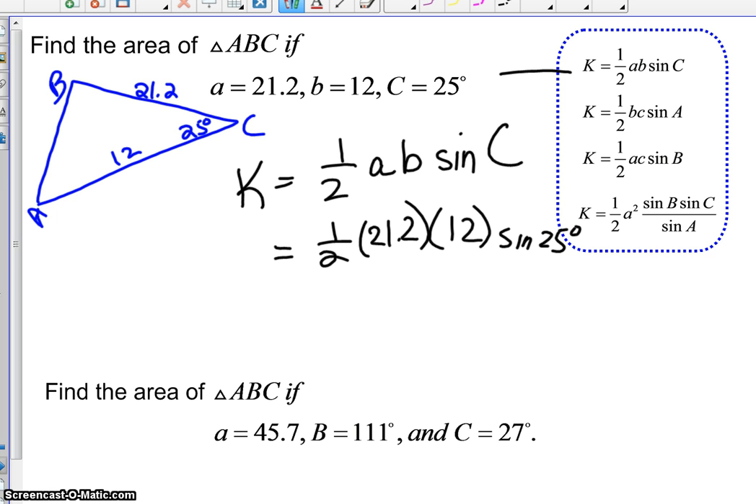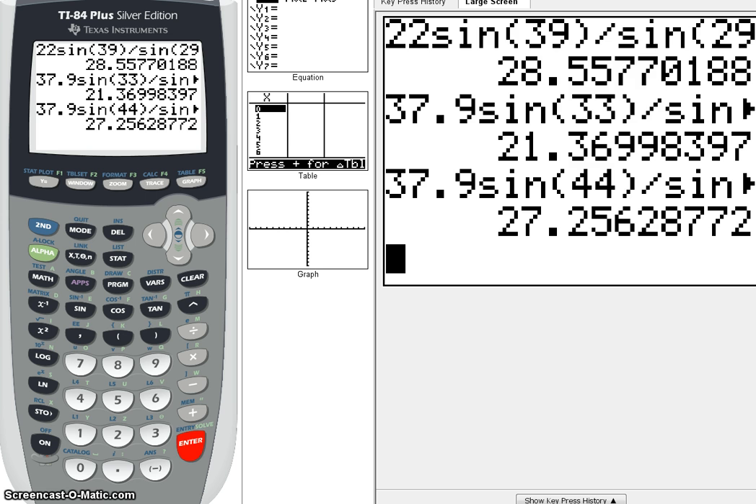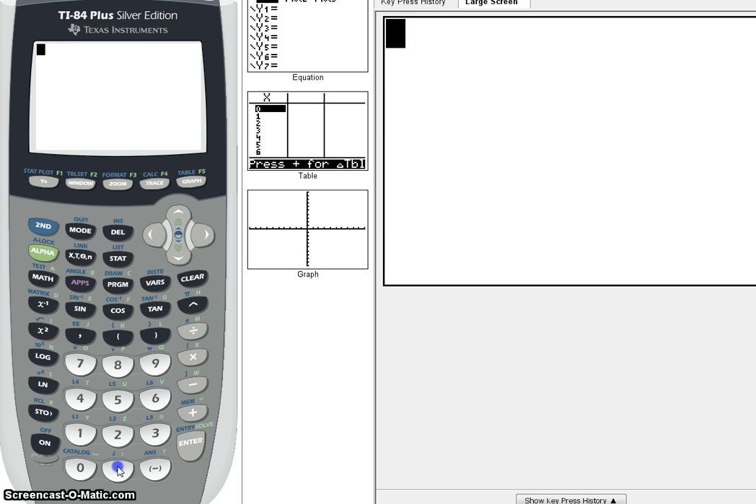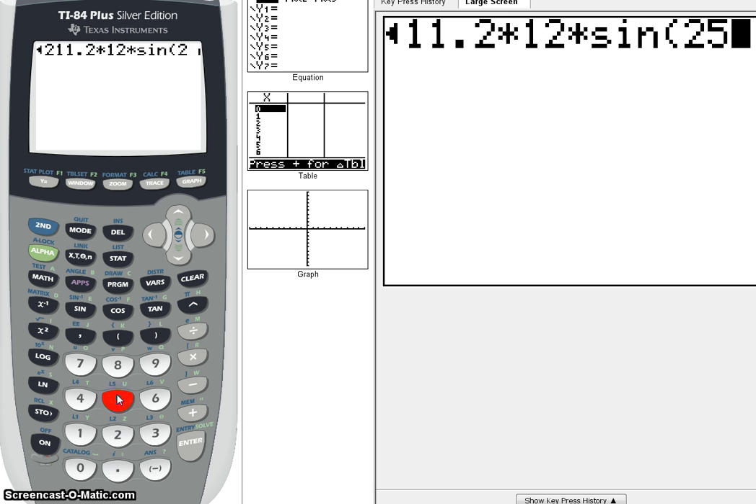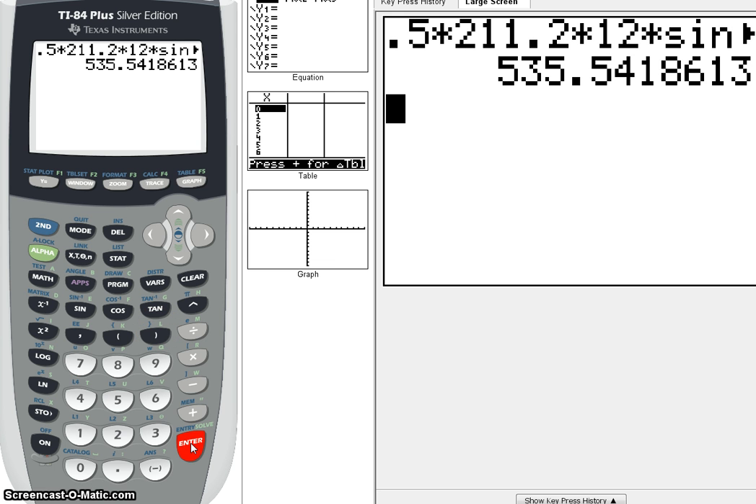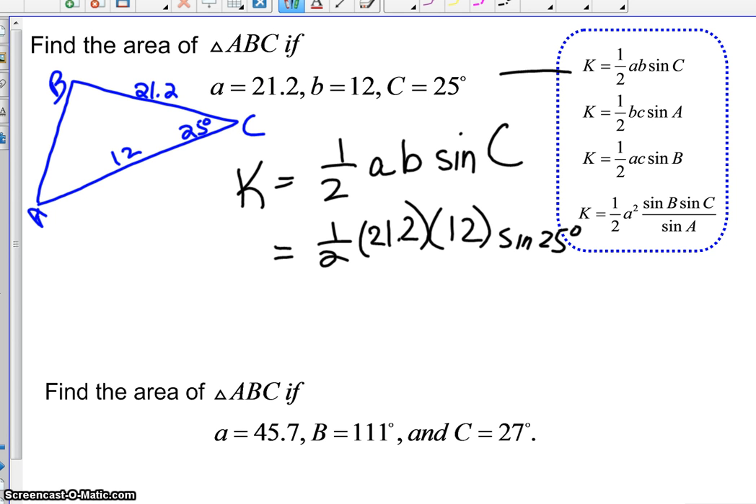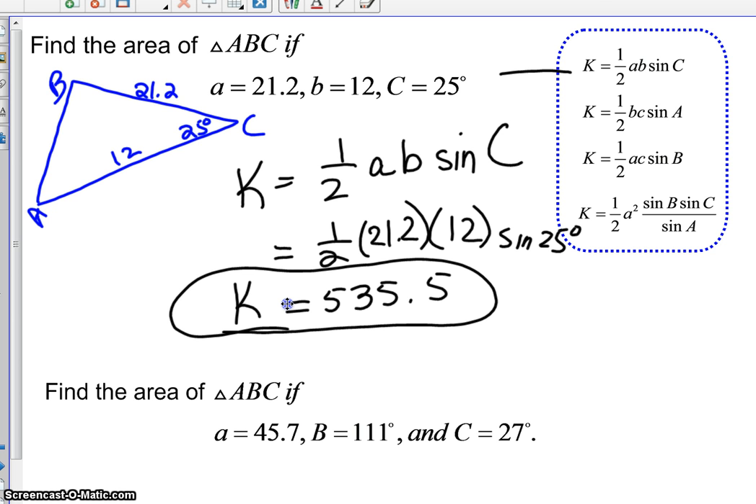Really, what we're doing here is using a calculator to complete this. So I'm going to go to my calculator. We had 1/2, I'm going to say that's 0.5, times 21.2, times 12, times sine of 25. There's my sine of 25, and I enter. My answer is 535.5. That's my area. That's really what's going to be involved with this over and over again: plugging it back into our calculator.